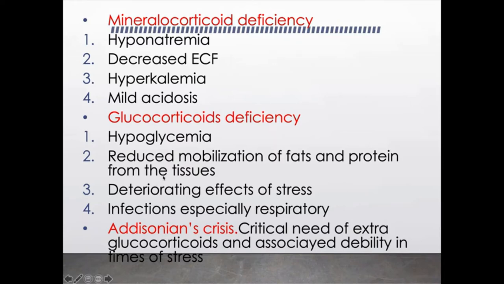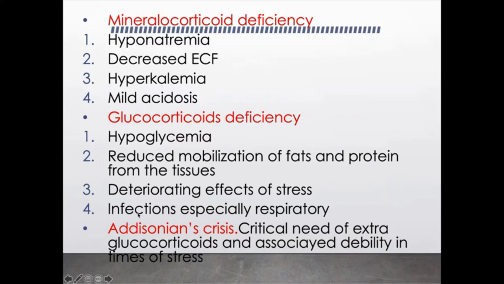The next is that it reduces the mobilization of fats and proteins from the tissues, because it was the normal function of cortisol to mobilize the fats and proteins from the extrahepatic tissues to the hepatic tissues and to the blood. If it is not working, there will be less utilization, and the body won't be able to use that fat and protein in case of excess demand, whenever there is starvation or a stress condition. Next is the deteriorating effect of stress. Yes, it is because the body cannot utilize those fats and proteins for energy.